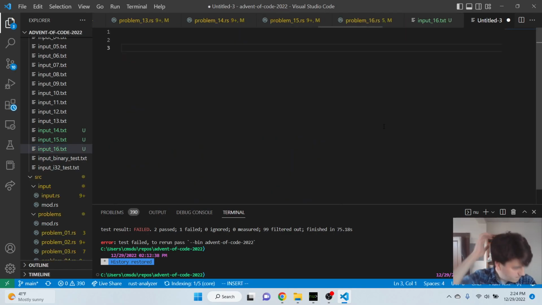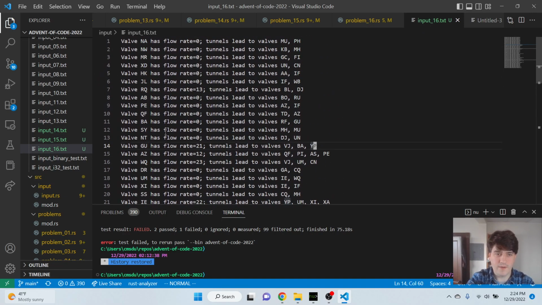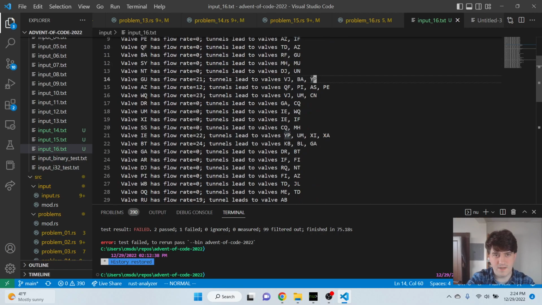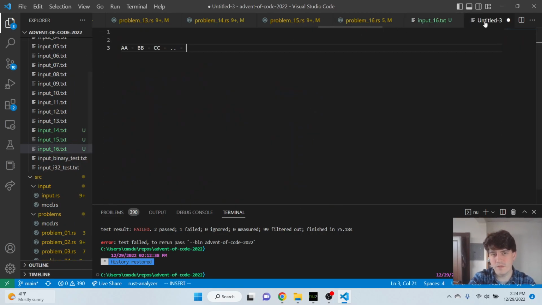So we have A, B, B, C, C, all the way up to D, D or something. Okay, all the way up to some other complicated thing. Doesn't really matter. Let's say we have this. Starting at AA, all the valves are closed.